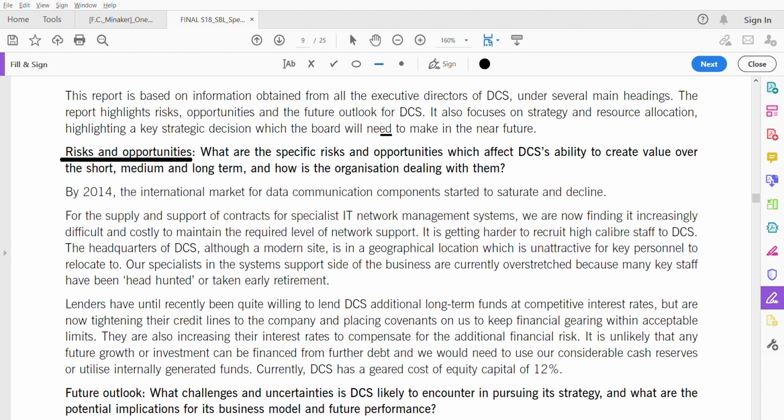By 2014, the international market for the data communication components started to saturate and decline. 2014, international market for the data communication component. It's a keyword. It's very, very important.